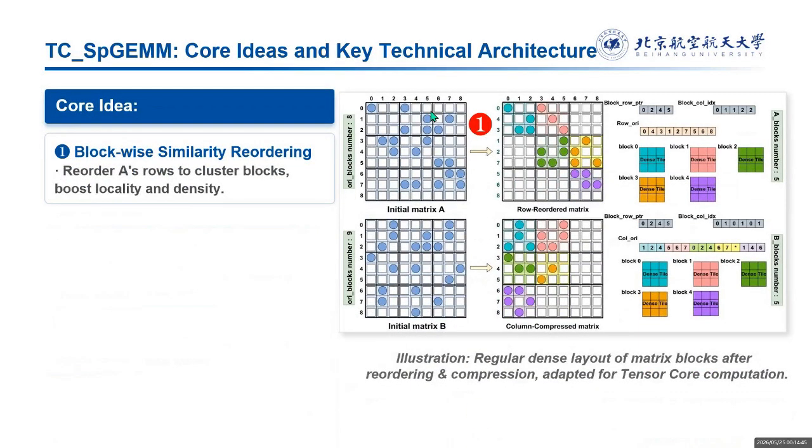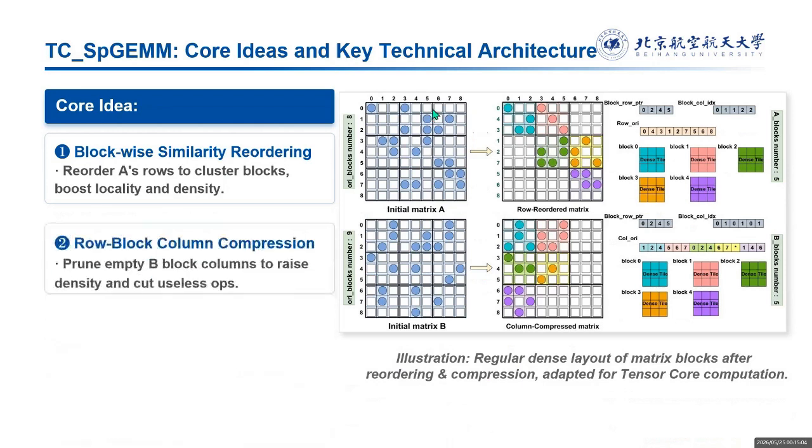The first component is block-wise similarity reorder for matrix A. Here, we reorder the rows of A so that rows with similar block structures are placed close to each other. This helps increase block density and improve locality. The second component is row block column compression for matrix B. Inside each row block of B, we remove empty columns and keep only active columns. This reduces useless memory loading and useless computation.